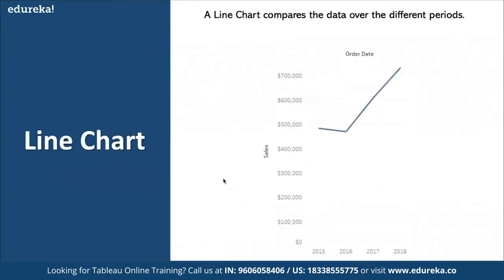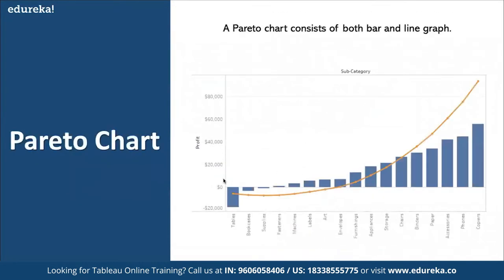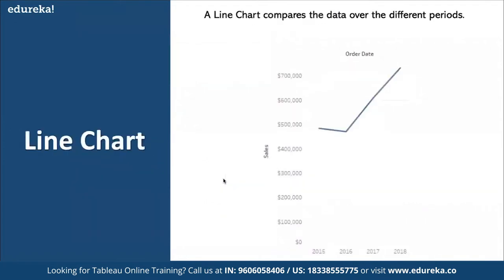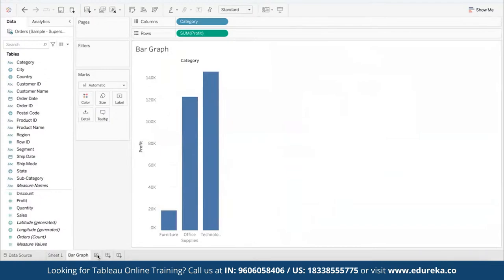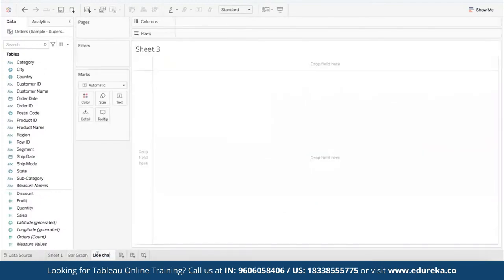Let's look at the next one, the line chart. It is used for comparing data over different periods of time. So when we say line charts are used when you have time series data, over a period of time, when you have to check the performance of the business.